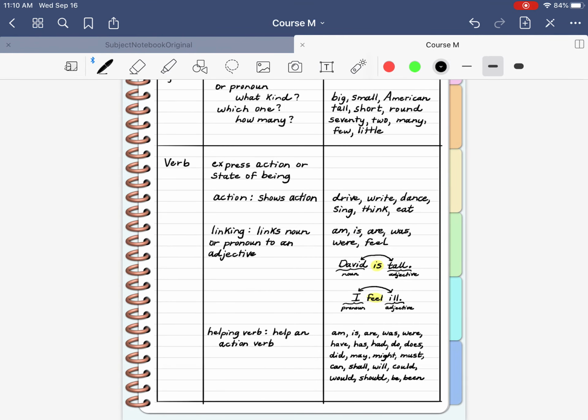So, I think that's everything on verbs. Let me think just a second. Yes, we will study the tense in different videos, present, past, future, all those. So I think I'm going to leave that right here for the verbs.